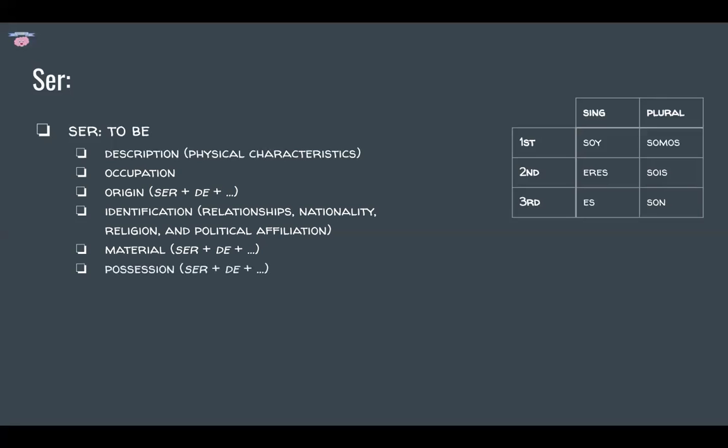Possession, again, it's ser plus de. You can say el carro es de Juan. So that means the car is Juan's. But if you say el carro mío, you can omit the ser plus de. That just means my car. This is called a possessive adjective. We'll talk about this in one of the later lessons. But when you're talking about another person and you use ser, you have to add a de. So like I said, el carro es de Juan.